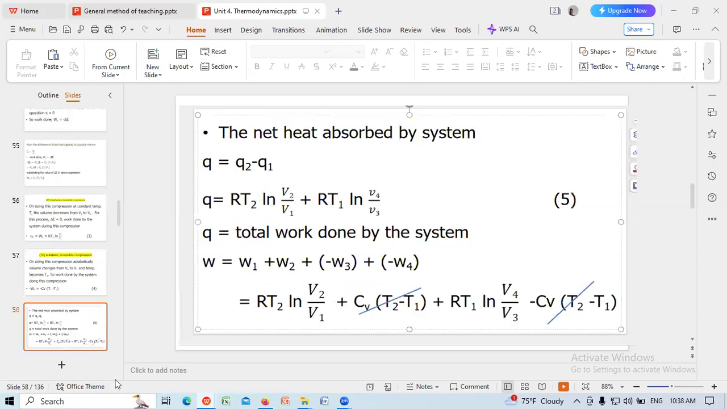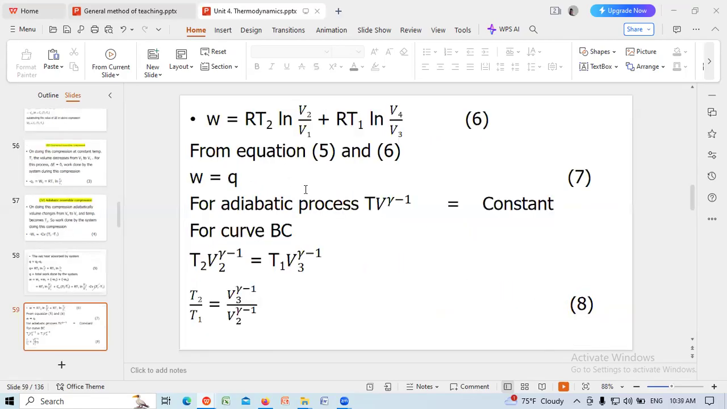The net heat absorbed by the system is Q equals Q2 minus Q1, so Q equals RT2 ln(V2/V1) plus RT1 ln(V4/V3). Q is also the total work done by the system, W equals W1 plus W3. Substituting this value and canceling terms, W equals R(T2 minus T1) ln(V2/V1). From equations 5 and 6, W equals Q, and for an adiabatic process, TV^(gamma minus 1) equals constant.